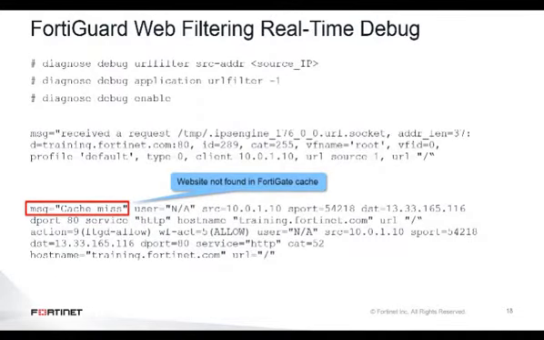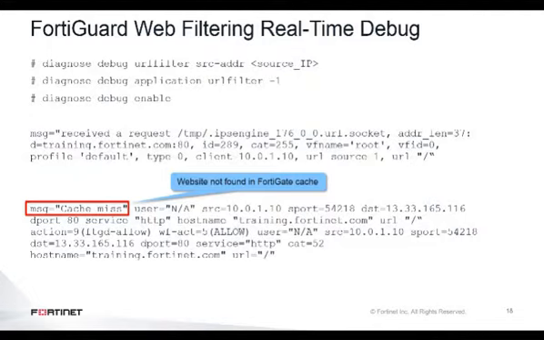Another tool you can use to troubleshoot web filtering is the webfilter real-time debug. First, you can filter by user source IP address using the following command: diagnose debug urlfilter src-addr. After that, you can enable the real-time debug using the following command: diagnose debug application urlfilter -1.